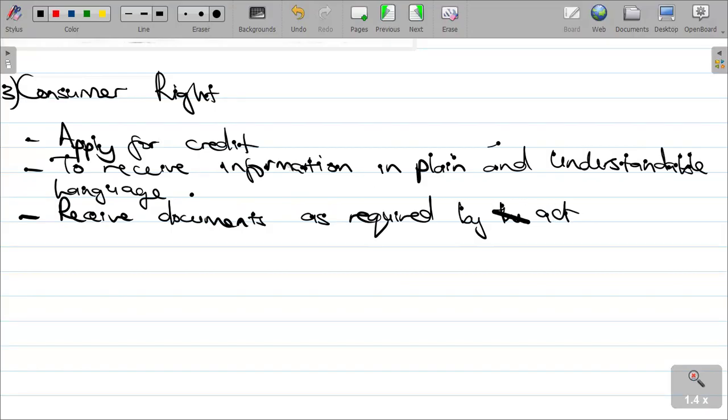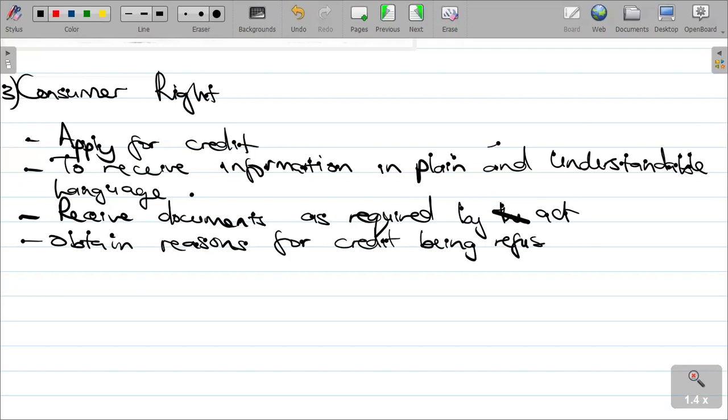There's a right to obtain reasons for credit being refused. He also has a right to fair and responsible marketing.